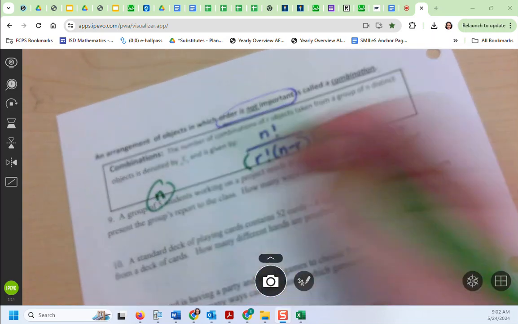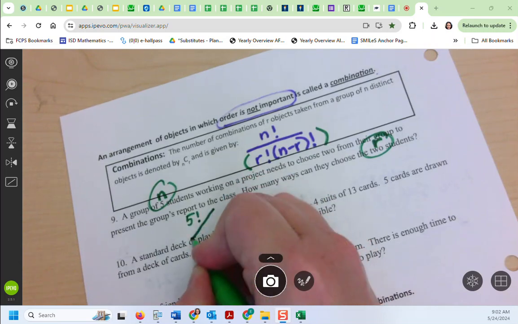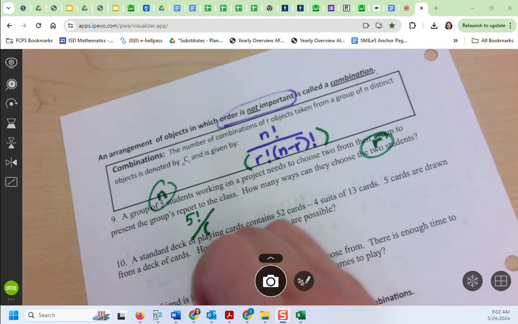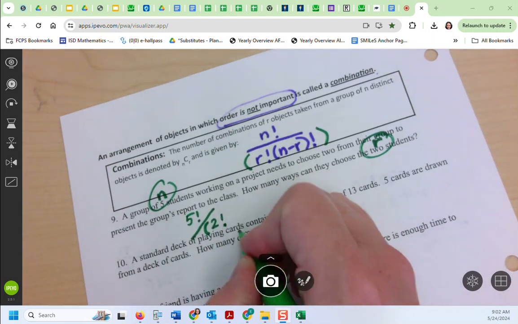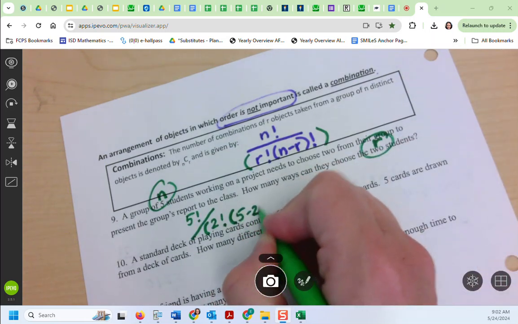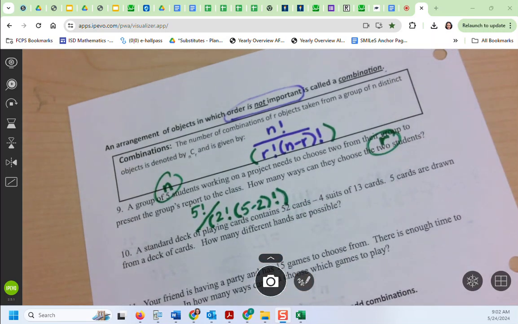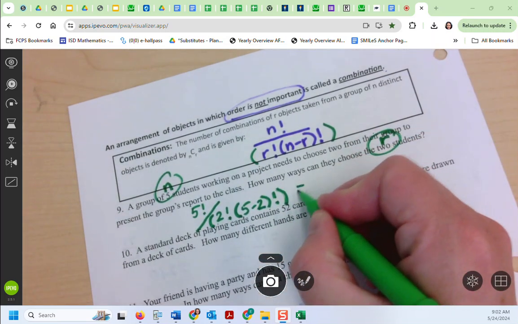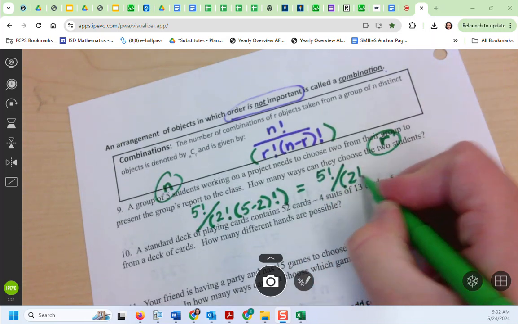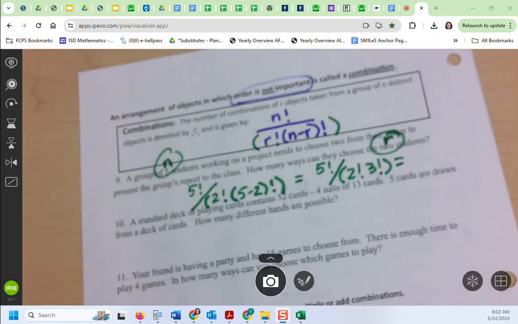Okay, so n is 5, r is 2, so we're going to do 5 factorial over 2 factorial times 5 minus 2 factorial. All right. You might want to simplify that to be 5 factorial over 2 factorial, 3 factorial. It's up to you. Put that in the calculator and let's find your answer.